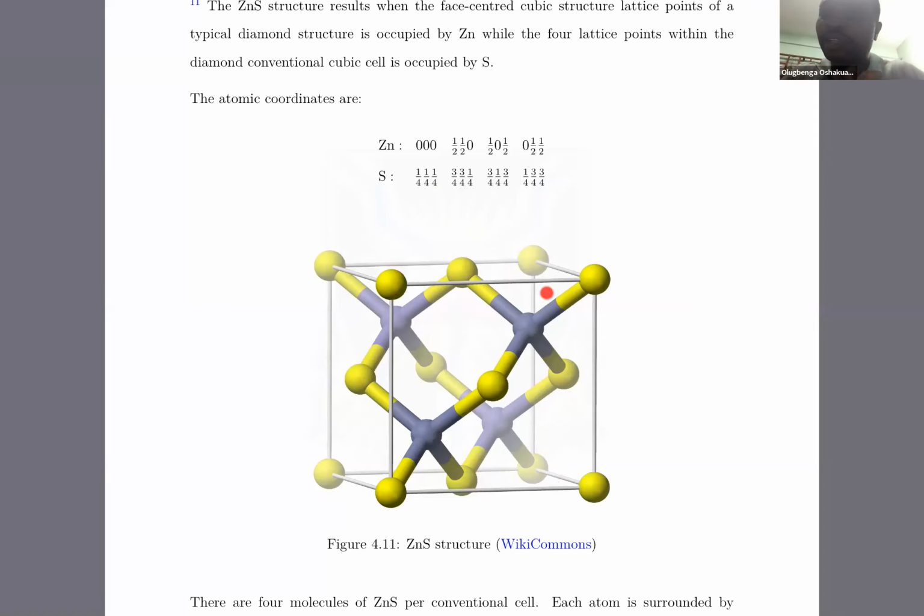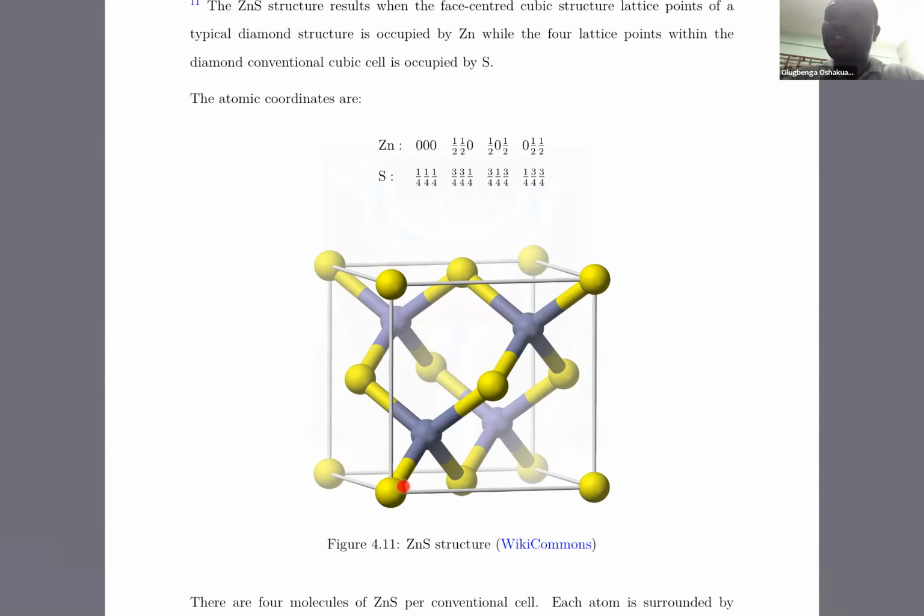In this structure, we can see that at the corners we have zinc. The yellow points are the zinc atoms, while the purple points are the sulfur atoms, and they are connected. These lines you see here are interatomic bonds. The information we have here tells us the arrangement of zinc in this cell, the location of zinc, the location of sulfur. So when you look at this, it's like you are plotting a graph.